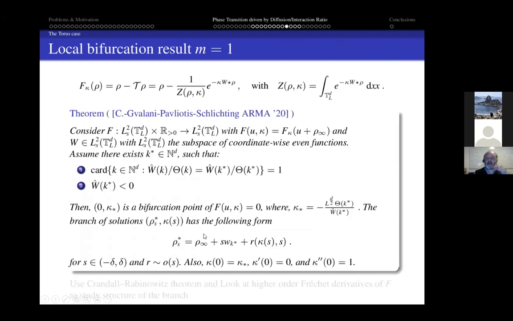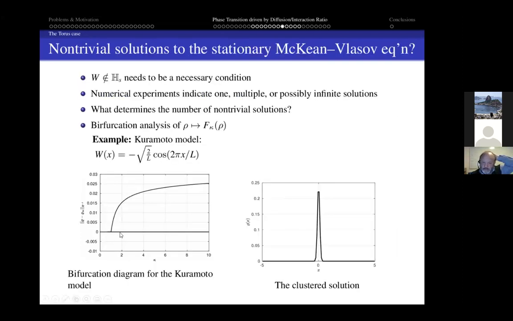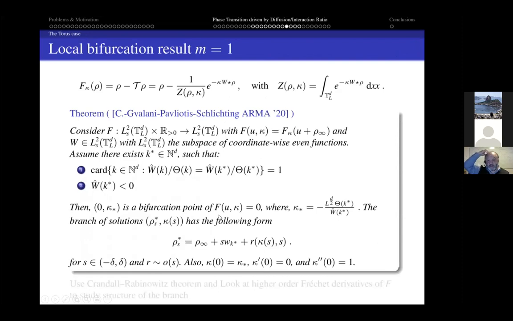So how can we find these branching points? This is the first question that we ask ourselves, and in this paper, in collaboration with Carrillo, Gvalani, Pavliotis, and Schlichting, what we did is to give conditions for phase transitions to happen. So we say that kappa star is a bifurcation point if, for the solutions, we are using u plus rho infinity. We use this notation to separate the constant, so this is like rho minus rho infinity. So we say that this point is a bifurcation point of this function.